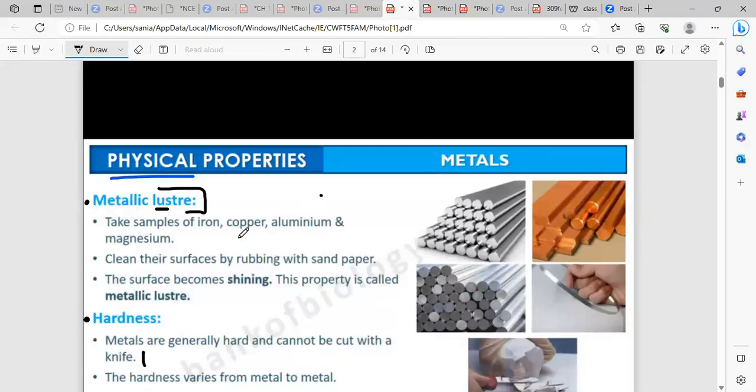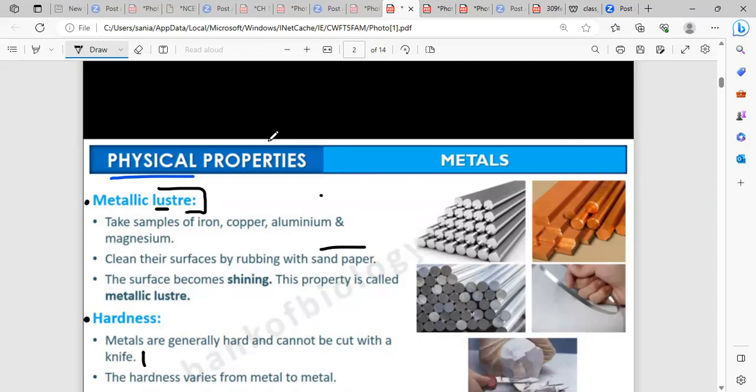It's not right that you will extract the iron from the ground and it will be the shiniest, no, right? For example, you are digging something out of soil, so of course it is muddy, it is dirty. When you clean it, then only it shines, right? Similarly, iron, copper, aluminium, and magnesium, when you clean them with sandpaper, they become shining. So that's why we can say metals have metallic luster, they are very, very shiny.